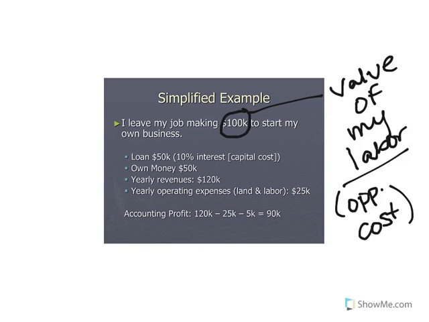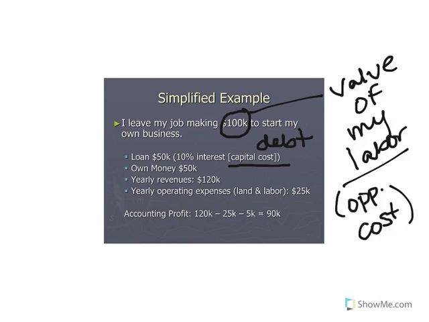So let's say to start my own business, I take out a small business loan of $50,000, and let's say the interest rate on that loan is 10%. So that becomes a capital cost to me in terms of the debt capital, right? In other words, I have to pay the interest on my debt. I use my own money to invest in the business also. So let's say I invest $50,000 from my savings account into the business.